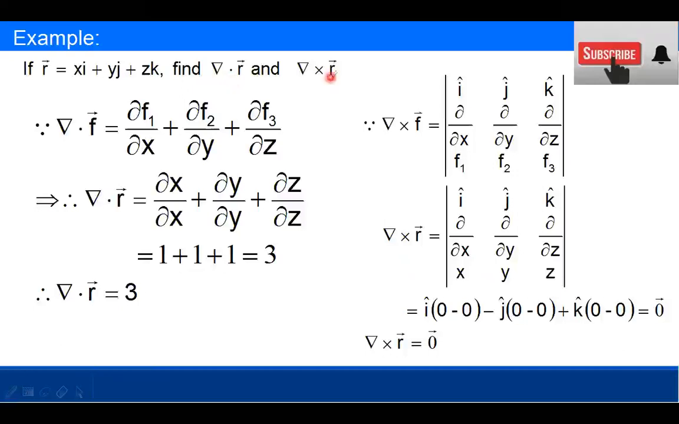So generally, suppose f is any vector point function, then del dot f bar equals dou f1 by dou x plus dou f2 by dou y plus dou f3 by dou z. Similarly, del cross f bar equals the 3 by 3 determinant of i j k, dou by dou x, dou by dou y, dou by dou z, f1 f2 f3. So I already explained about divergence and curl.